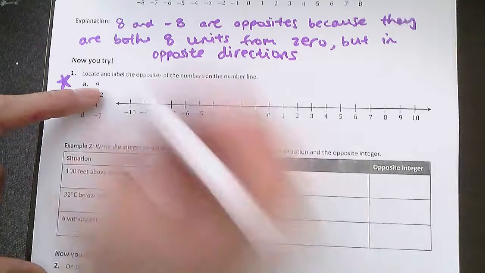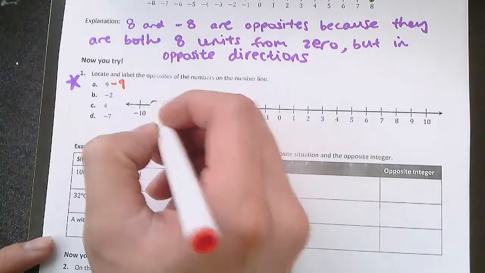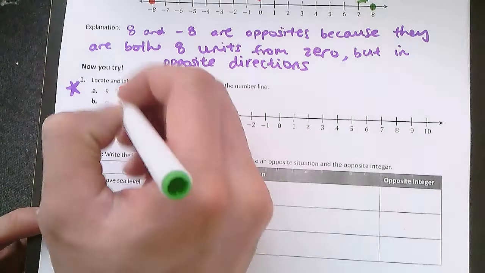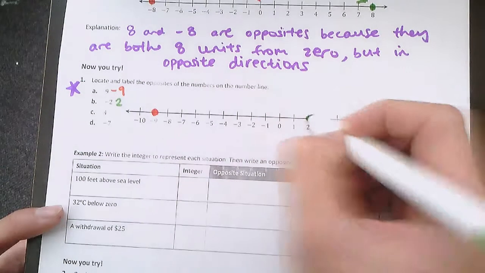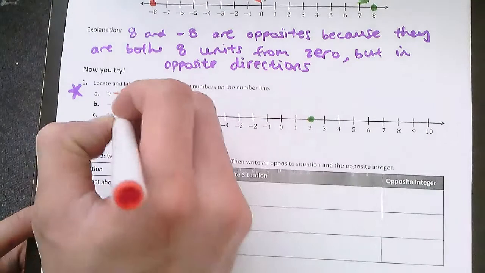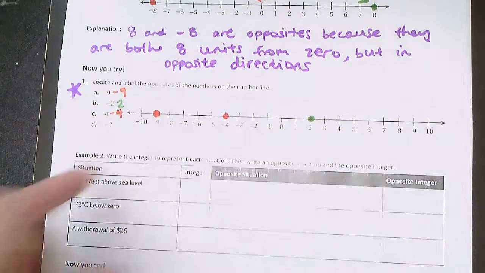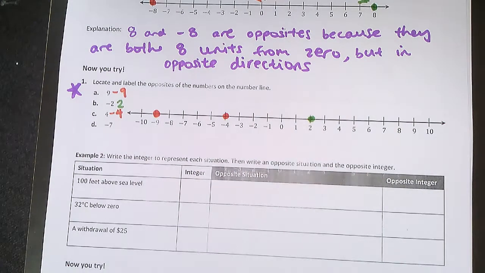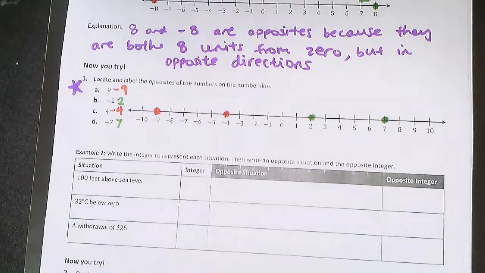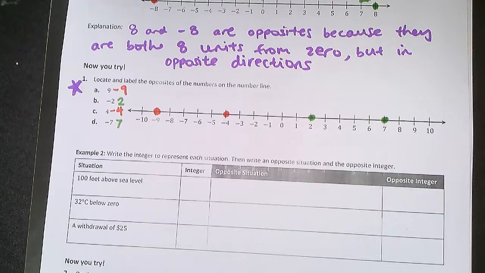The opposite of 9 is negative 9, so that's going to go right there. Negative 2, the opposite of negative 2 is positive 2, so that's going to go right here. 4, the opposite of 4 is negative 4, so that's going to go right here. Negative 7, the opposite of negative 7 is 7, which is right here. All right, if you got all 4 of those, 4 gold coins for you. And let's move on to the next thing.